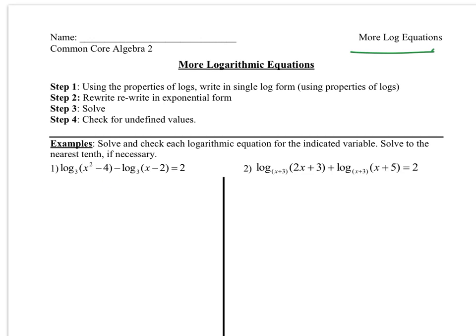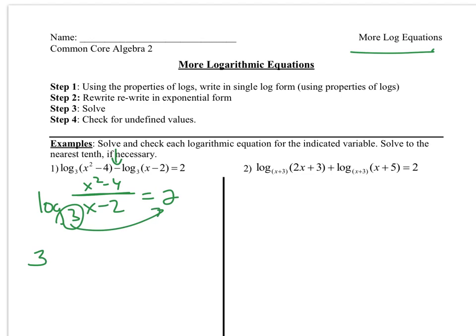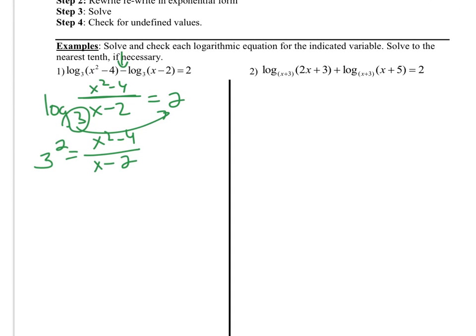So remember, if it's subtraction, we divide. So it's x squared minus 4 over x minus 2 equals 2. Because of this subtraction, I divided. Then this is the base, this is the exponent, and it's equal to the value, which is that whole big mess right there. So then we just solve this. That was all the log part. The log part is done. So now we just solve.